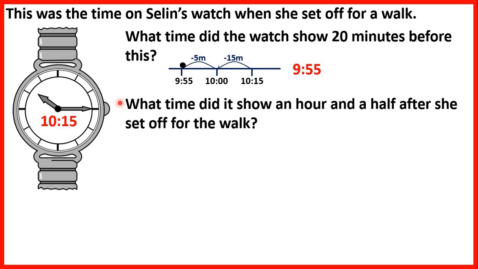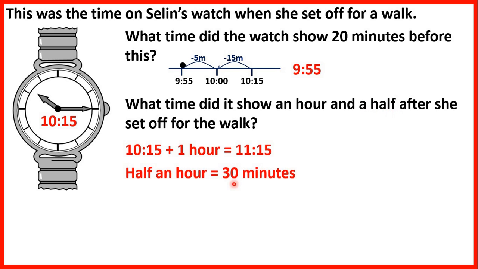What time did it show an hour and a half after she set off for the walk? So we need the time that's an hour and a half after 10:15. We can add 1 hour to 10:15 to take us to 11:15, but then we need to add another half hour. So half an hour is the same as 30 minutes, because 1 hour is 60 minutes and half of 60 is 30. So if we add 30 minutes to 11:15, that will take us to 11:45. So that's the time an hour and a half after she set off for the walk.